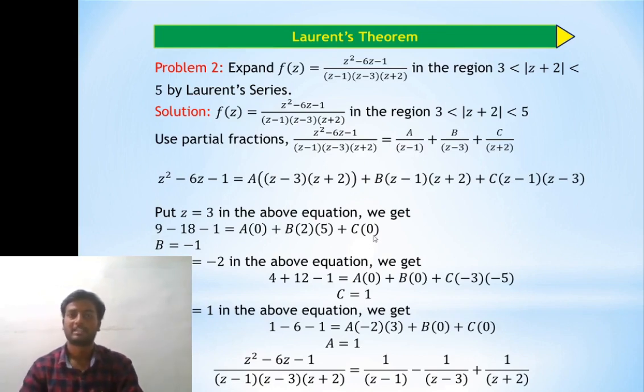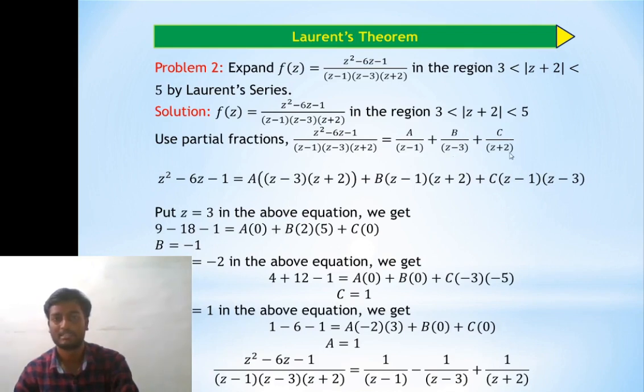Next problem: expand f of z, given in the region 3 less than mod z plus 2 less than 5, by Laurent series expansion. First you have to split it using partial fractions. Since all are linear factors, we write a by z minus 1, plus b by z minus 3, plus c by z plus 2.